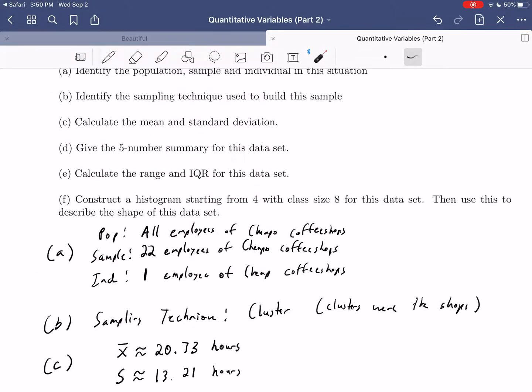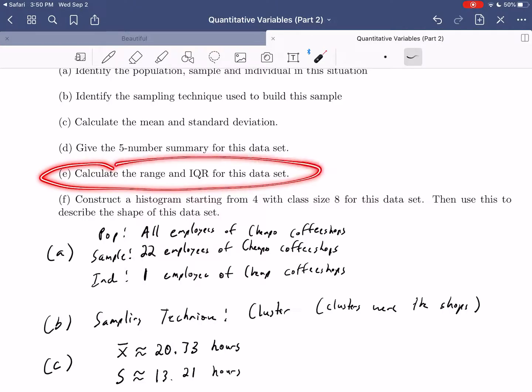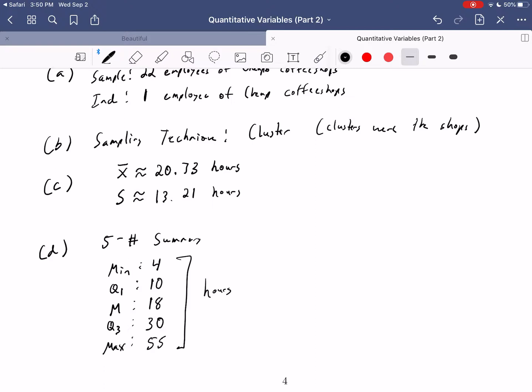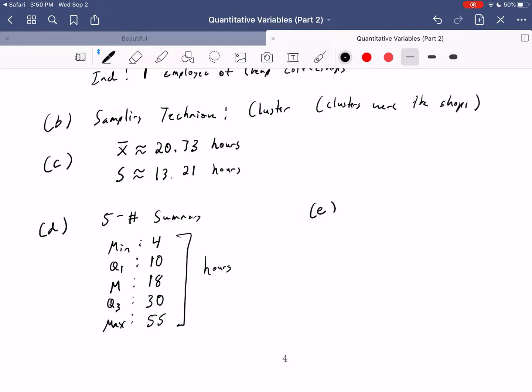All right, I think we had one more thing that we'll do. We'll try to save this on this page here. We also wanted to calculate the range and IQR for the data set. So let's just do those here. This is just practicing all the major components. Range, remember range is maximum minus minimum. So all we would need to do for that is 55 minus 4, which is 51 hours. So there was a gap of 51 hours between the person who worked the lowest amount per week versus the person who worked the most per week.